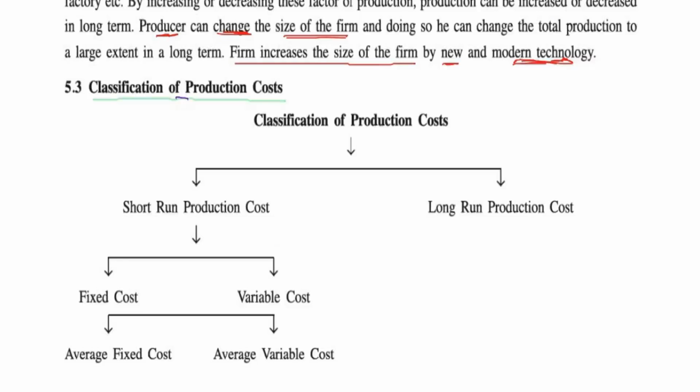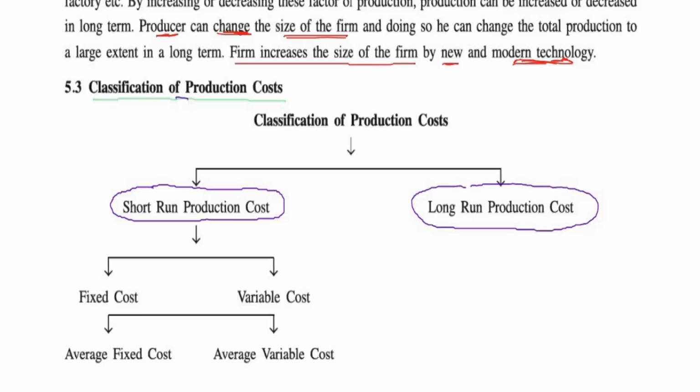So production cost can be classified as either short run production cost or long run production cost. So there are two types of production cost, right? Short run production cost, long run production cost. So the machinery, the setup is long run, right? It's an asset. We normally call it the assets of the business.